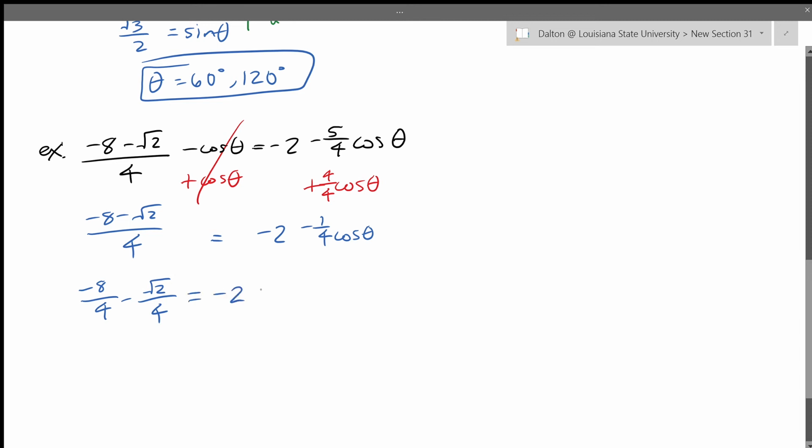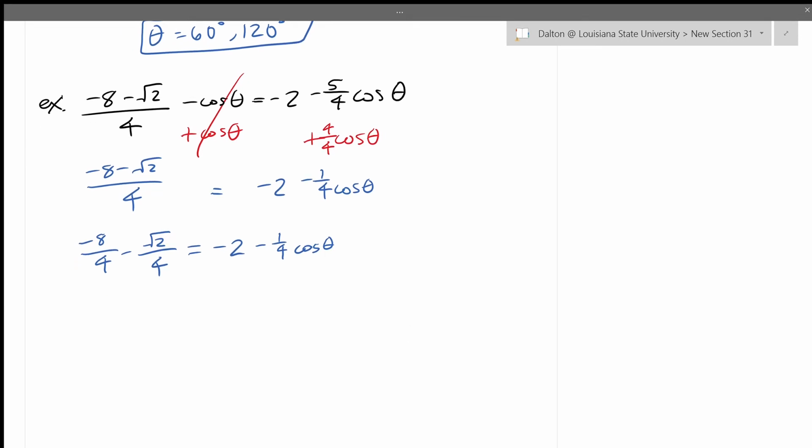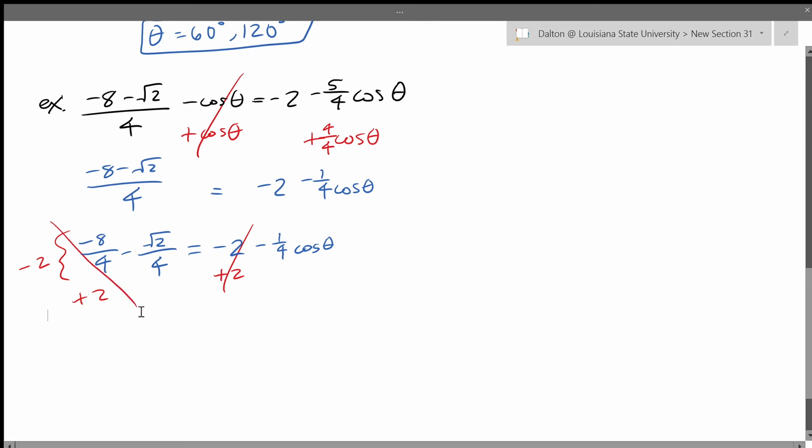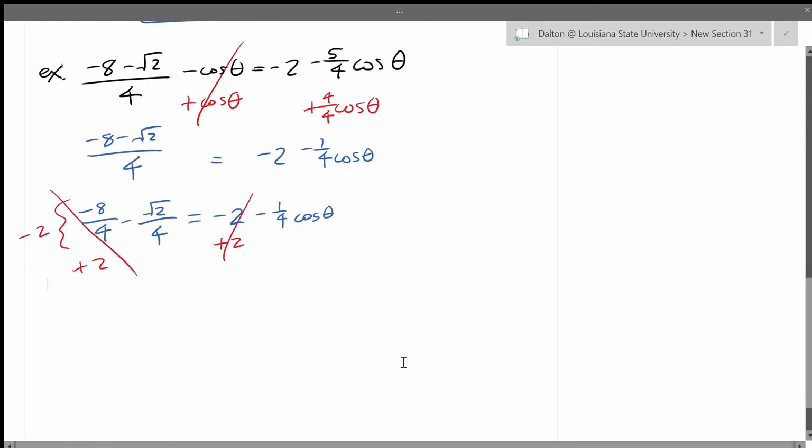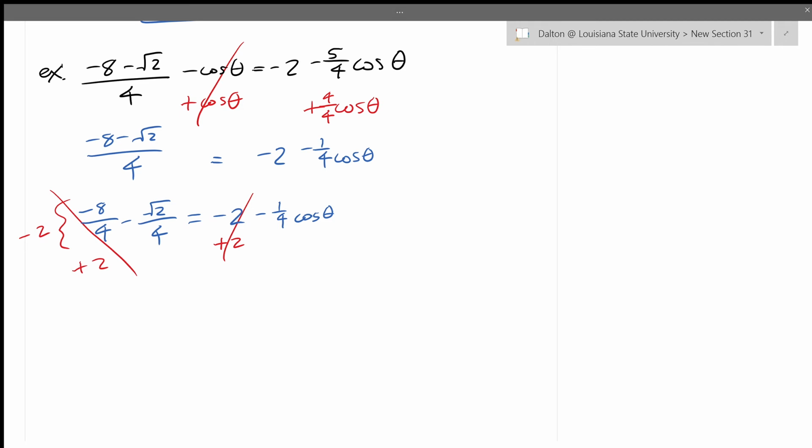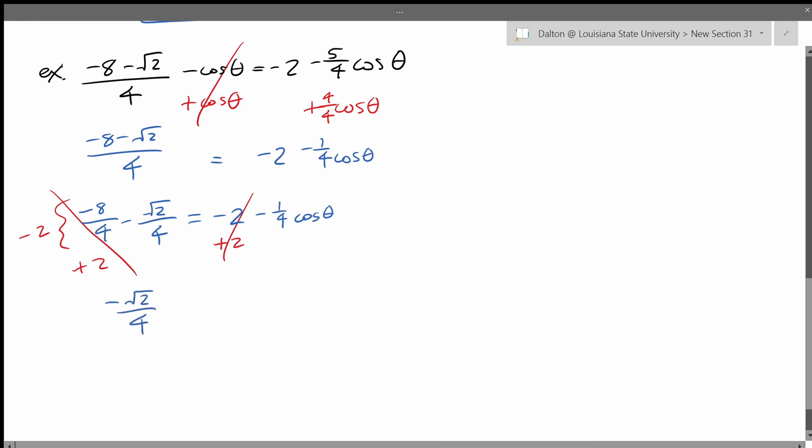On the right-hand side, negative 2 minus 1/4 cosine theta. We can't combine those because this negative 1/4 is attached to cosine. But what we can do from here is take care of my constants, so I can add 2 to this side. And then if I add it to the left side, and I recognize that negative 8 divided by 4 is negative 2, then negative 2 plus 2 will make that term cancel. Okay, leaving me with negative square root of 2 over 4 is equal to negative 1/4 cosine theta. So I'm almost there. Remember, the goal is to isolate cosine theta.